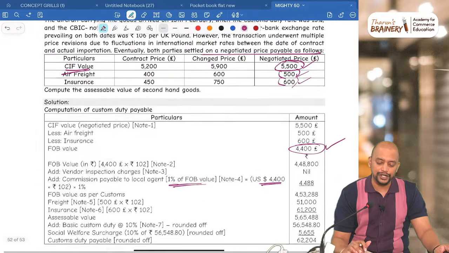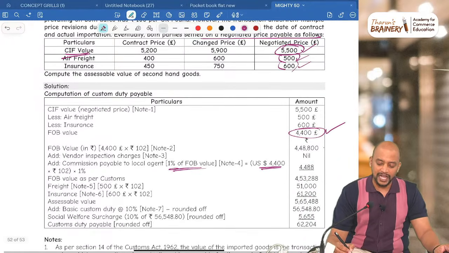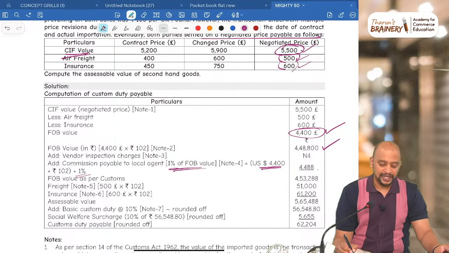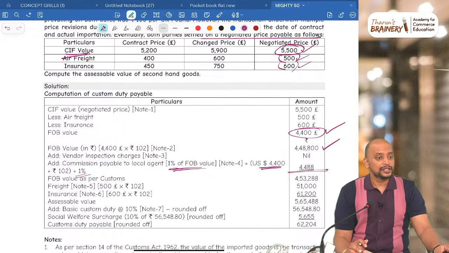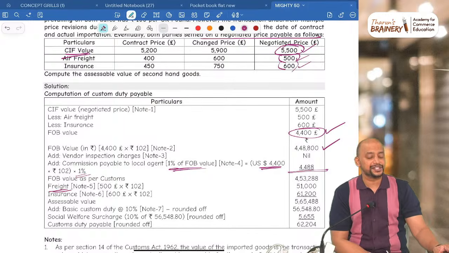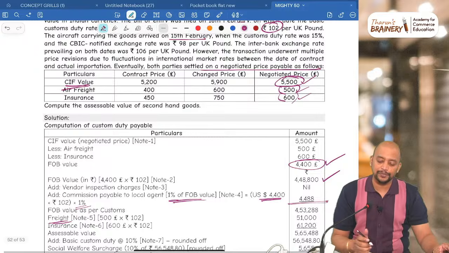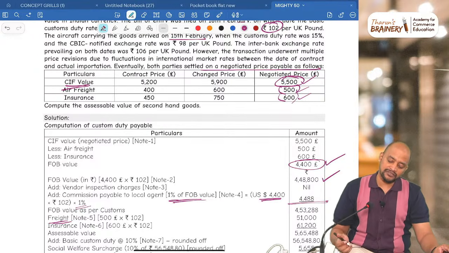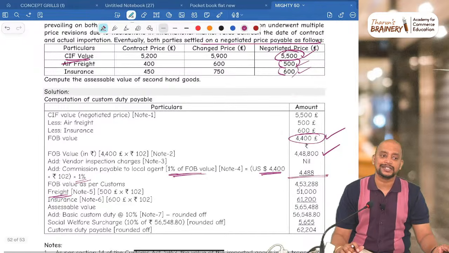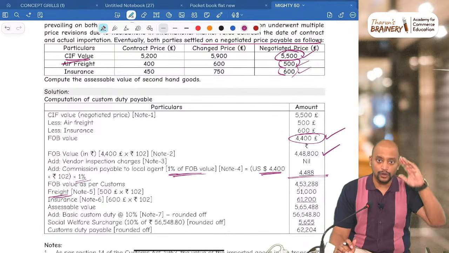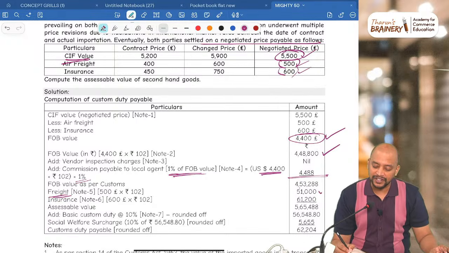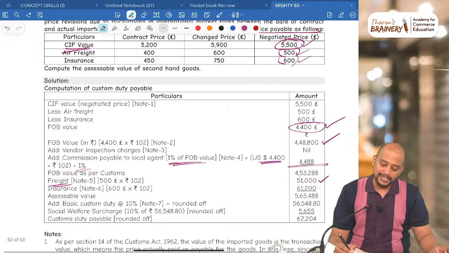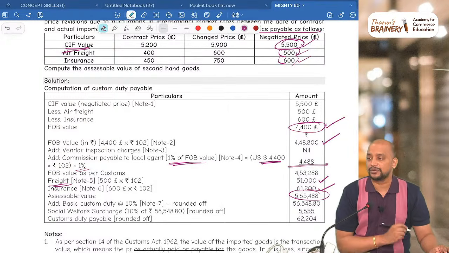£4,400. If you convert into Indian rupees at exchange rate 102, 4,48,800. 1% of that is 4,488. Then you will get FOB as per customs. To this FOB as per customs, you need to add freight. What is the freight? Actuals. What are actuals? Please do the computation. 500 into 102, 51,000, or 20% of FOB, 4,53,288 into 20%. That is somewhere more, correct? Whichever is lower, it will be 51,000. Insurance actual is ascertainable, take actual. So 600 into 102, 61,200. So we get the assessable value.